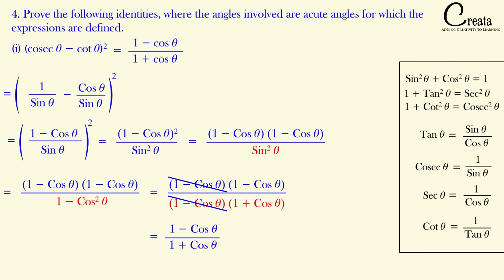Here we have taken the left hand side and converted all the terms into cos terms. And we have used the first trigonometric identity, which is sine square theta plus cos square theta is equal to 1. The rest is basic mathematics. Got it? So we are done with part 1. Let's go to part 2.